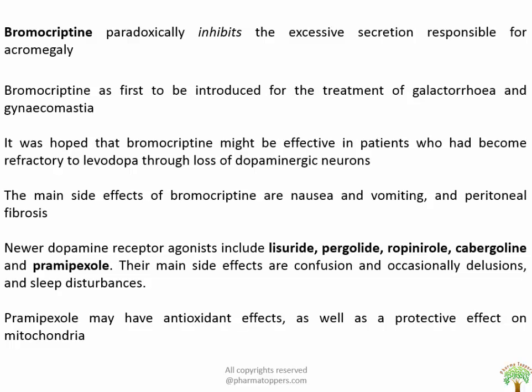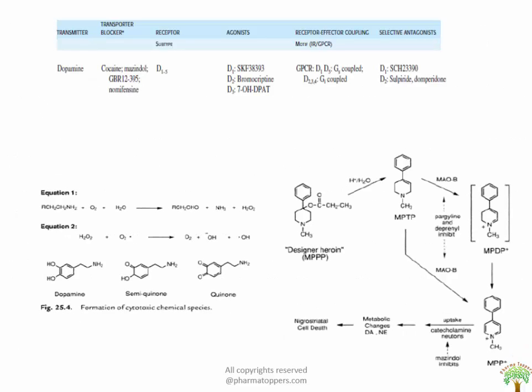And the most important property of pramipexole is that it has an antioxidant property as well as a protective effect on the mitochondria, as a result of which it is encouragingly used for Parkinson disorder patients. Here you could see, friends, a short note-like chart where the transmitter is dopamine, the transporter blockers are cocaine, mazindol, GBR 12935 and nomifensine. The receptors involved are D1 to D5, with agonists of D1, D2, D3. The receptor mechanism is that D1 and D5 are Gs type, whereas D2, D3 and D4 are Gi type, and the selective antagonists of D1 and D2 have been explained.